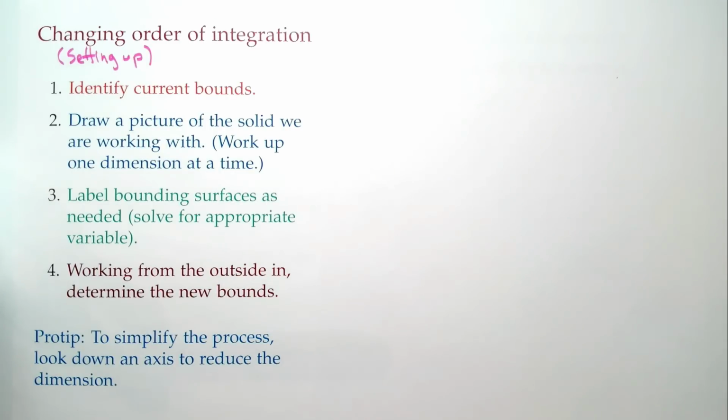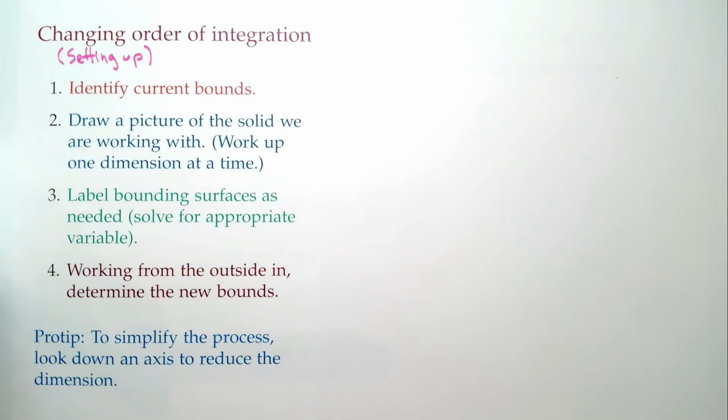And now, step 4, set up the bounds. I like to work from the outside in. And I say, okay, what's my outer variable? Well, what does that variable go between? It goes between two numbers. Great. Now let's go to the next variable. Where does that go between? It goes between two curves. What are the right two curves? And so forth and so on.